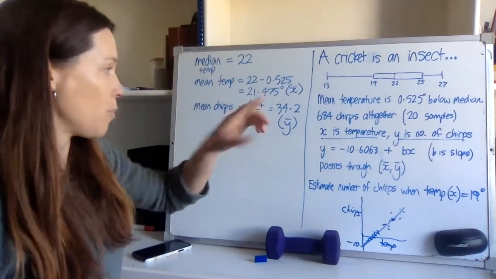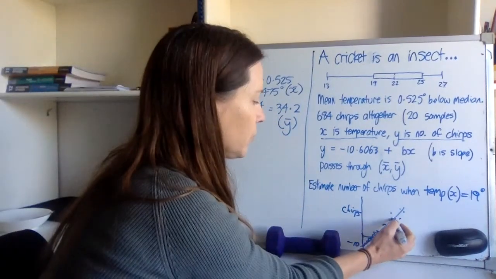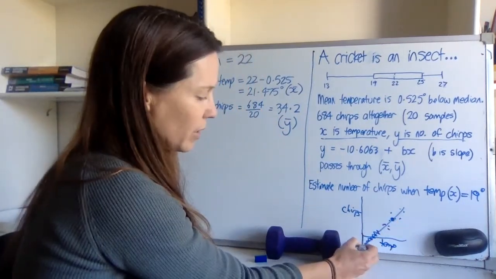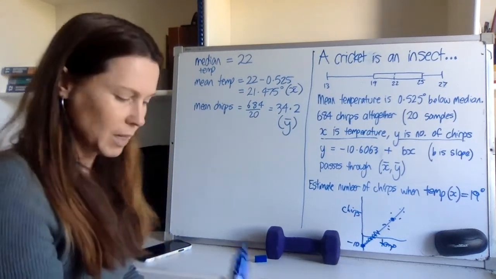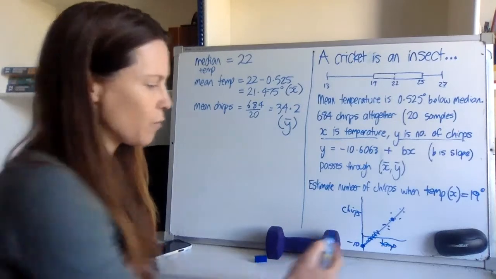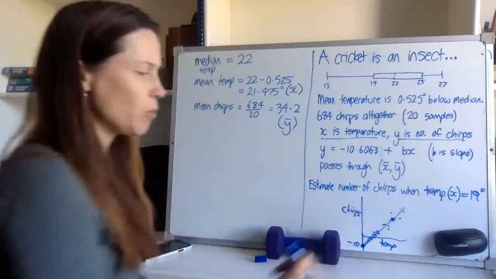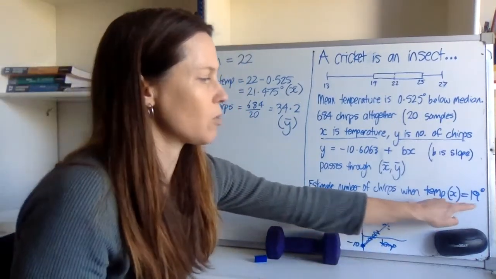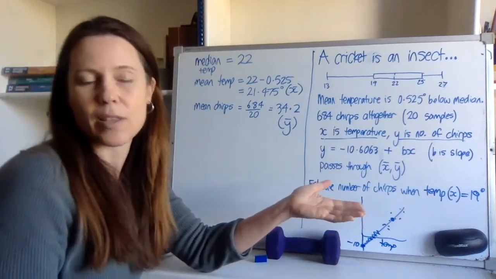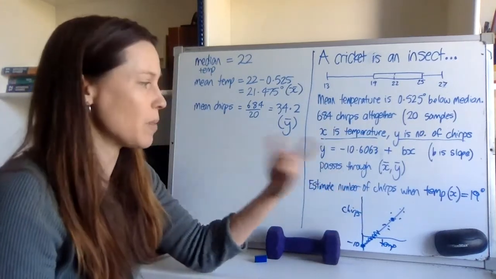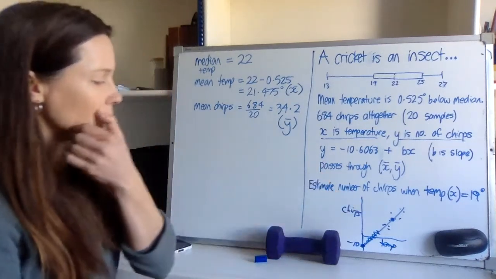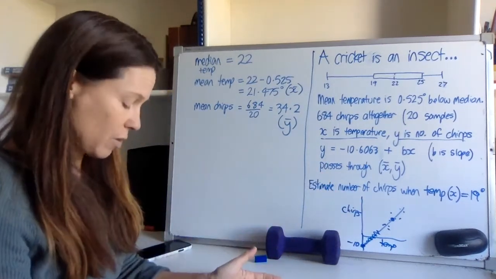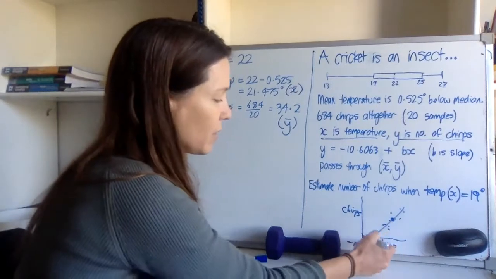All right, if you know a point on the line and you know another point on the line, is that enough for you to figure out the equation of the line? Absolutely it is. So if we can figure out the equation of the line, then we'll just have to plug in x equals 19, what's y, so that we can get an estimate for how many chirps you might be expecting to hear if the temperature is 19 degrees. So a couple of ways we can do this. First thing I want to do, I think, is find the gradient of this line.